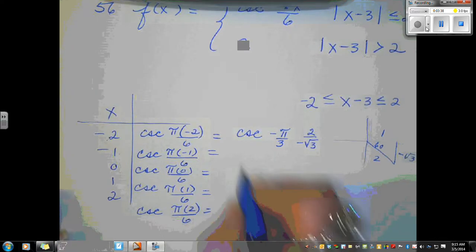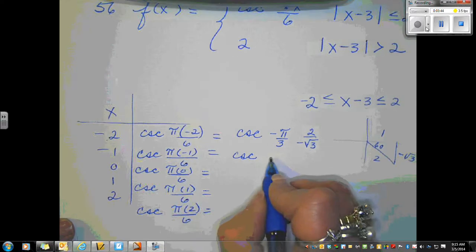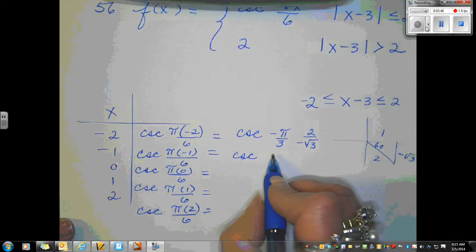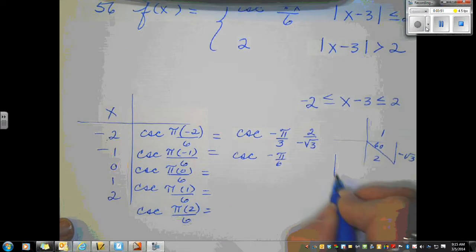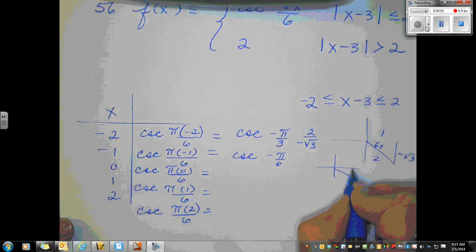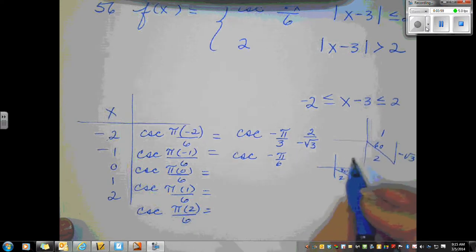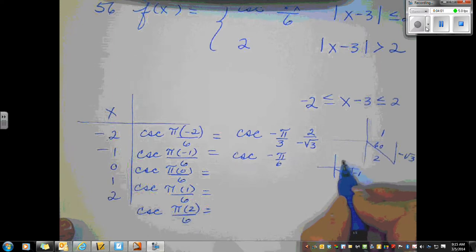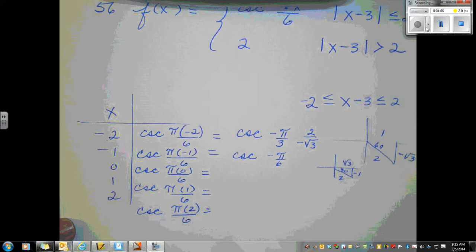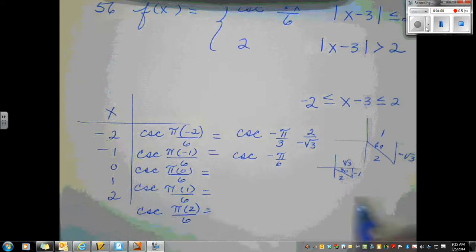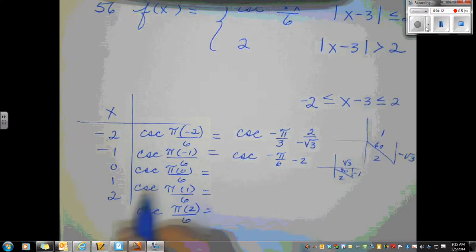Okay, this would be cosecant of negative pi over 6. All right, so negative pi over 6 is 30. So I have negative 1, 2, and I have radical 3 here. So what do we get here? Negative 2?